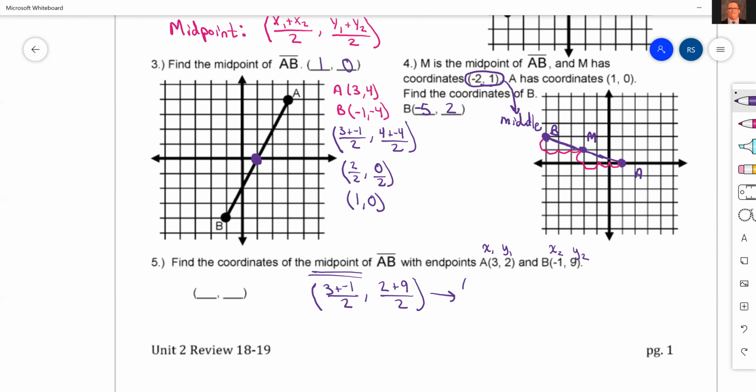3 plus -1 is 2 divided by 2. 2 plus 9 is 11 divided by 2. That's 1, and then 11 halves. Now, if you wanted to put 1 and then 5.5, that would work too. But I'm going to leave mine as a fraction. Less work.